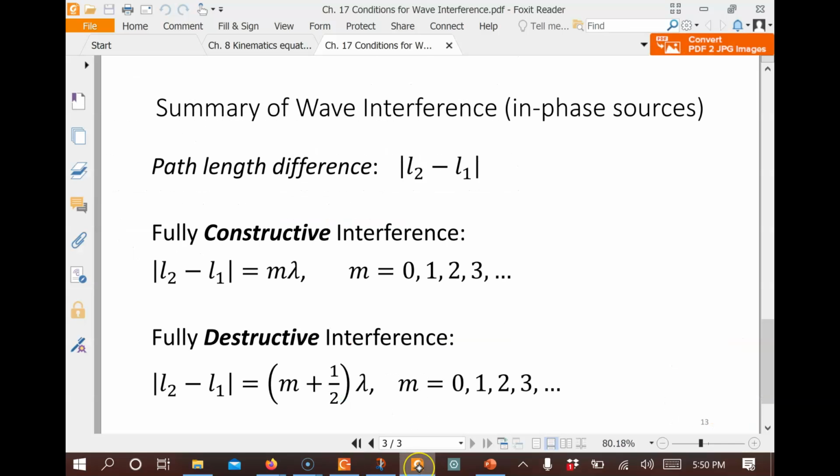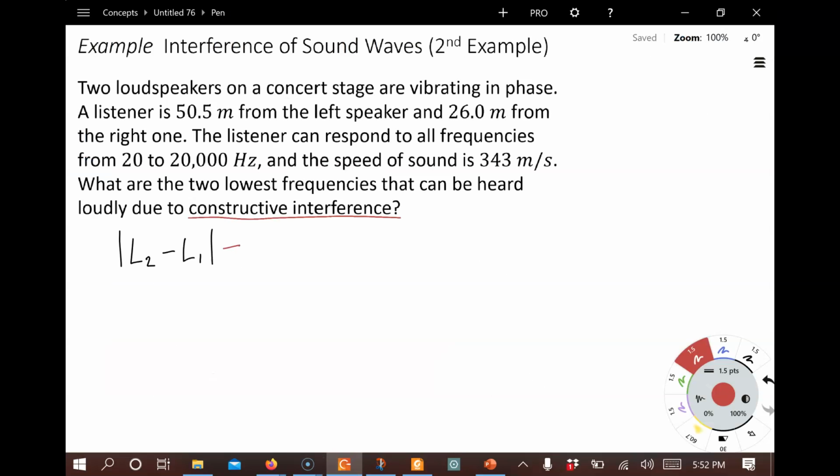So if we go back and look at our equation, for constructive interference, we have m times lambda, the wavelength, where m is an integer value, 0, 1, 2, 3, etc. So we can write that down. This is the form that we want. M times lambda. Now actually we want to know about the frequency here, right? What are the two lowest frequencies that can be heard?